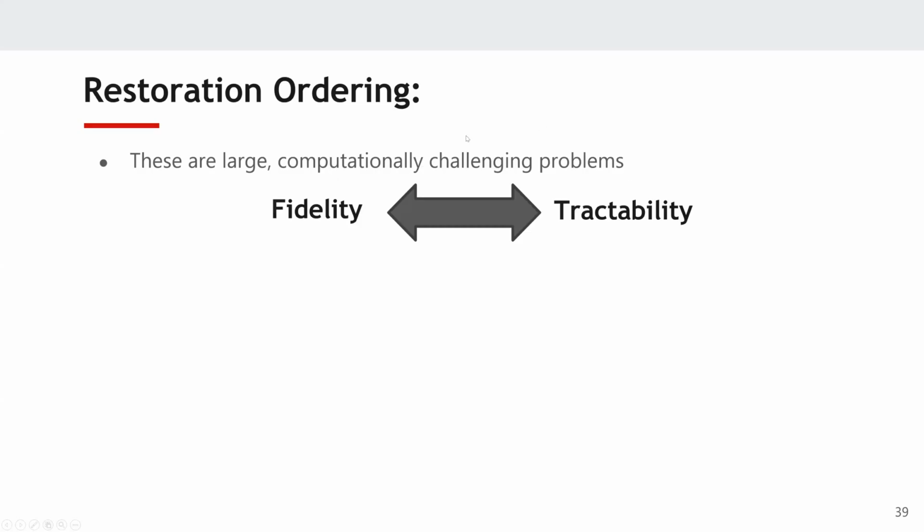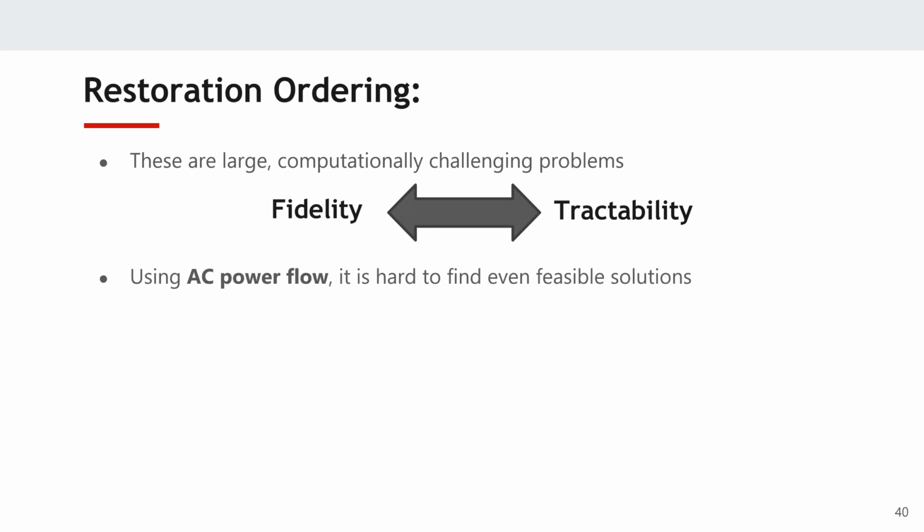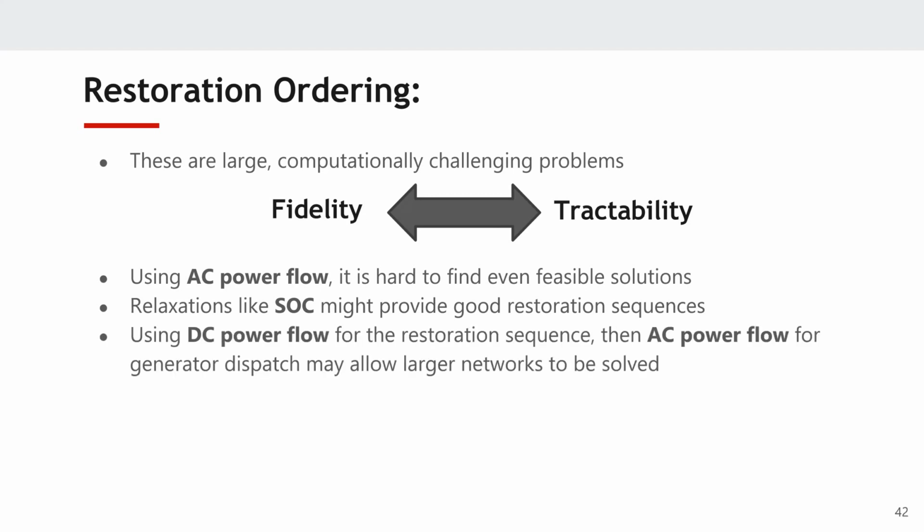In summary, what we're looking at here is this trade-off of fidelity and tractability. Perhaps we can use lower quality power flow formulations, but we don't get guarantees on a feasible problem. On the other hand, we can use a really high quality solution, but maybe never even be able to solve it. With that AC power flow, like I mentioned, it's hard to even find feasible solutions to these large restoration problems. There's some relaxations, like the second order cone relaxation, that might give some good restoration sequences as a good trade-off of fidelity and tractability here.